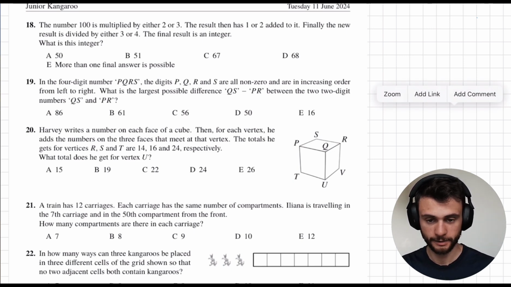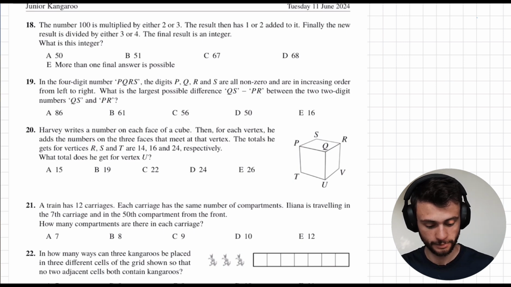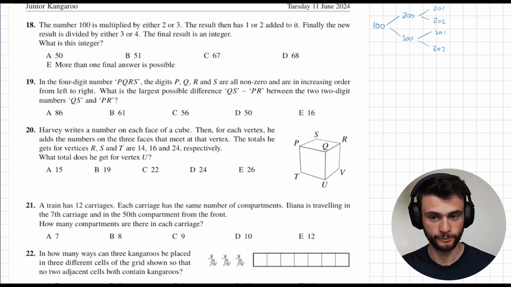So we've got to check if more than one final answer is possible. So let's just follow the process as a tree. Let's multiply by 2 or 3. We then add 1 or 2 to the result. 201, 202, or 301, or 302. It's now divided by either 3 or 4.